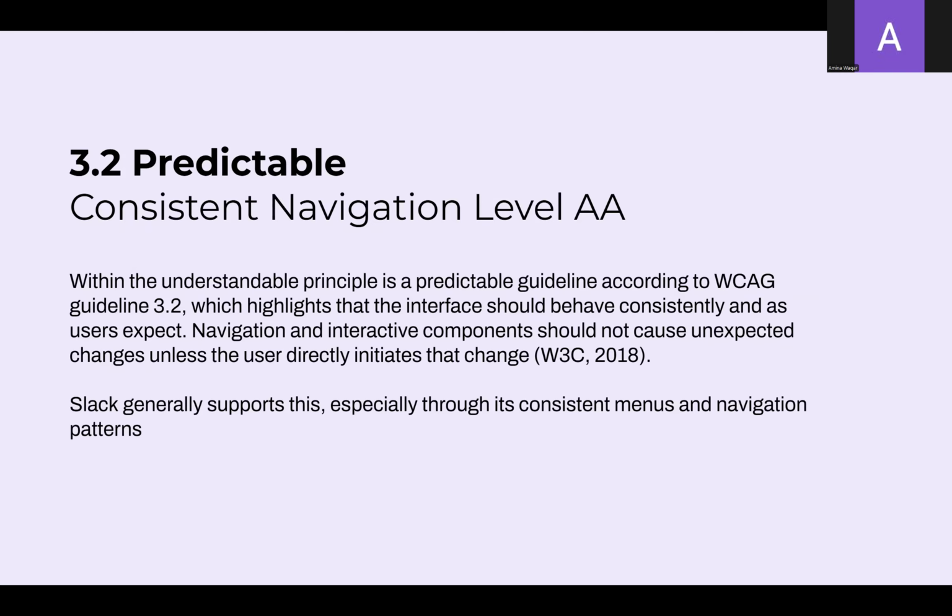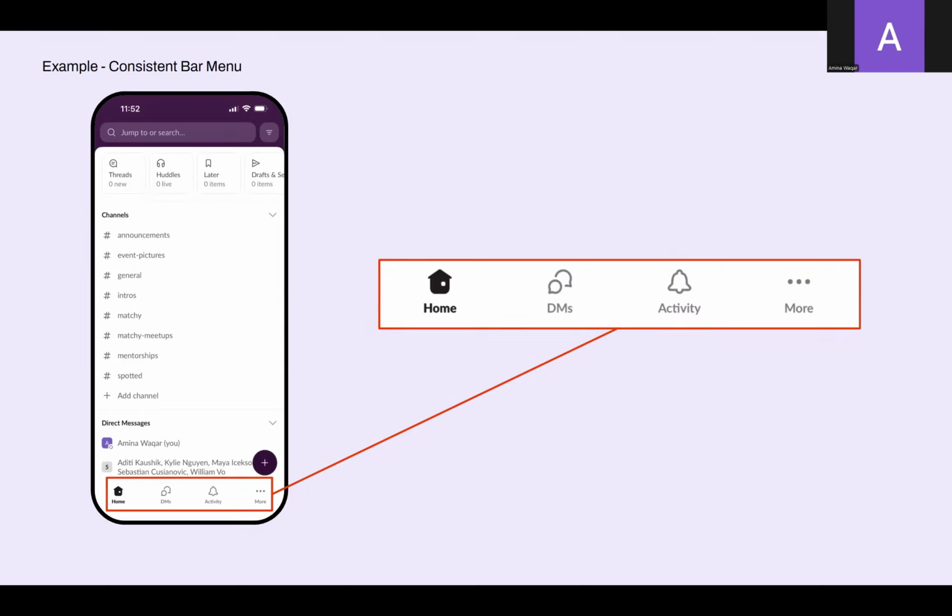Slack definitely supports this principle through its bottom navigation bar, as you can see in this picture. The main options like home, DMs, activity, and more stay in the same place and in the same order. So even if you get lost in the app, you can always make your way back home. This kind of consistency makes the app easier to learn and faster to use.